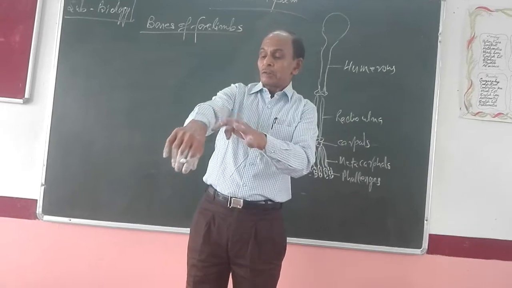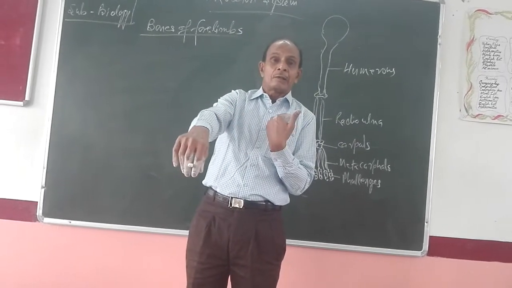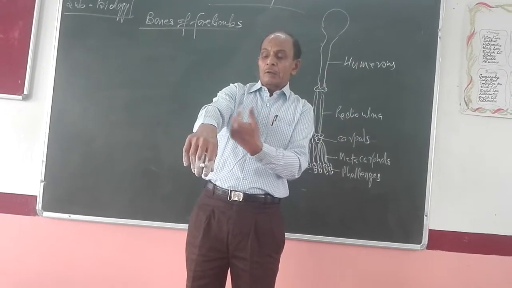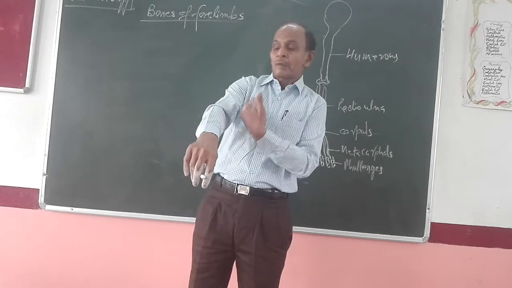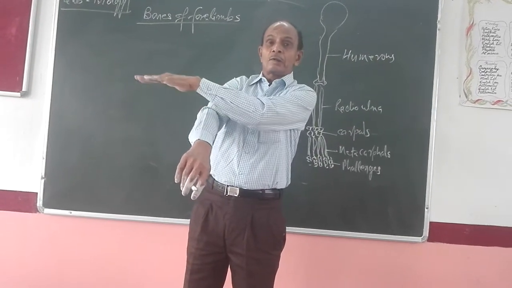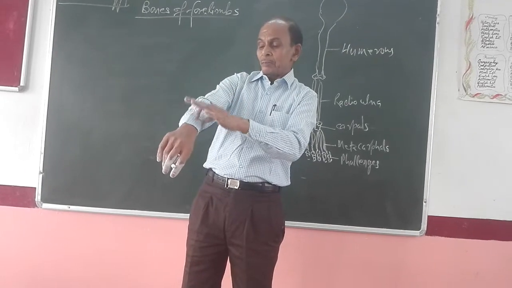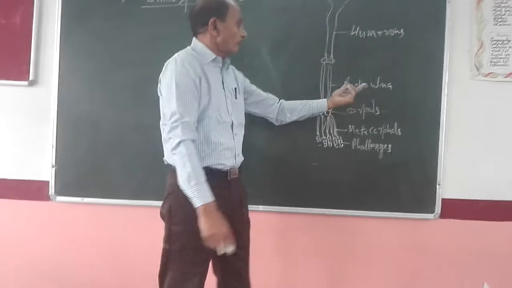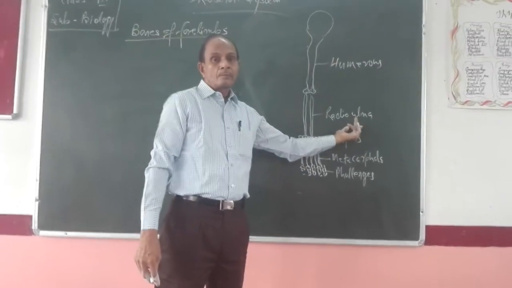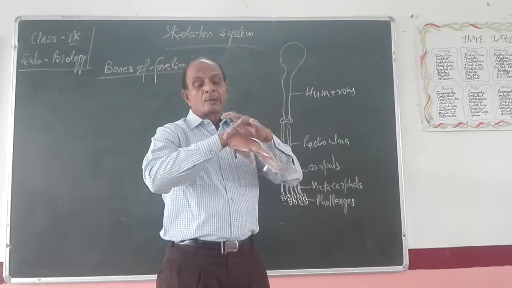The bone which faces towards inside is known as the radius. The first word faces towards inside, and the second word faces towards outside. So the radius faces towards inside, and the ulna faces towards outside. The combined name is radioulna.